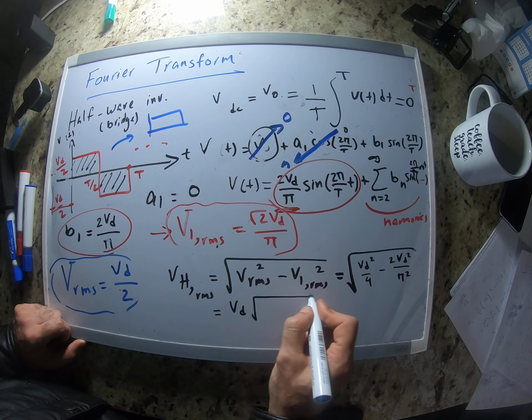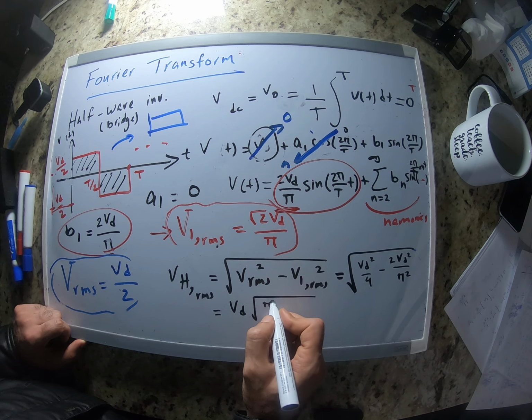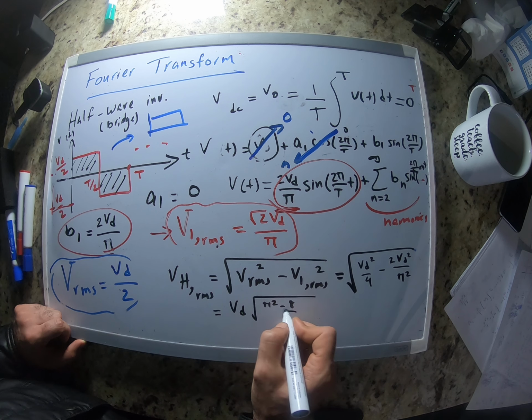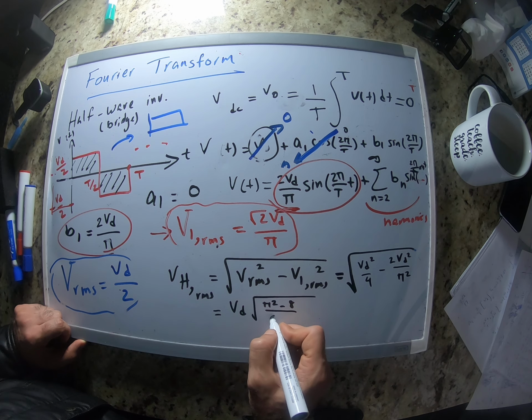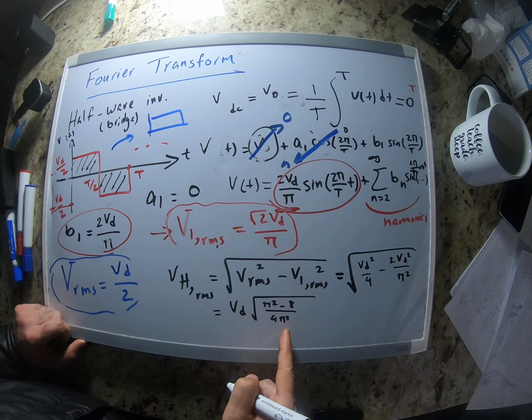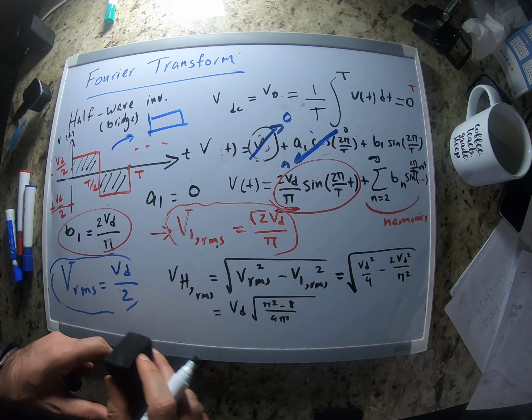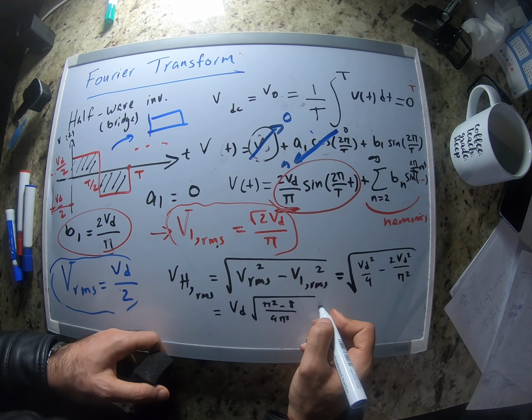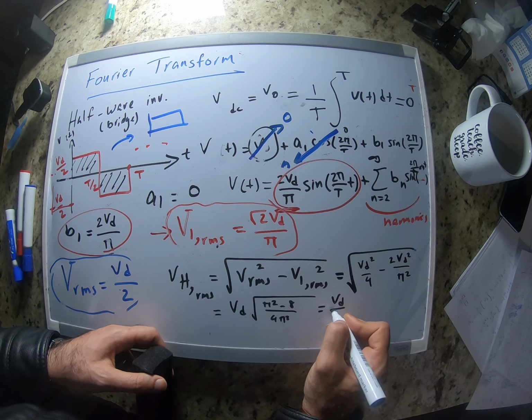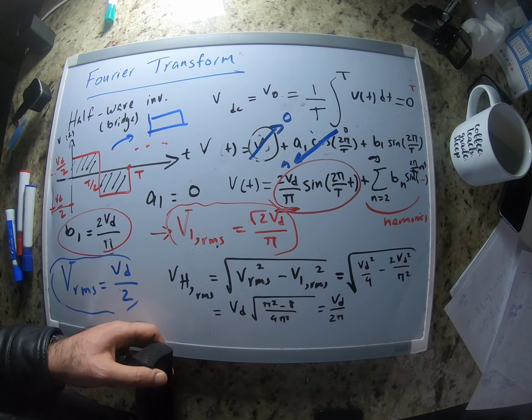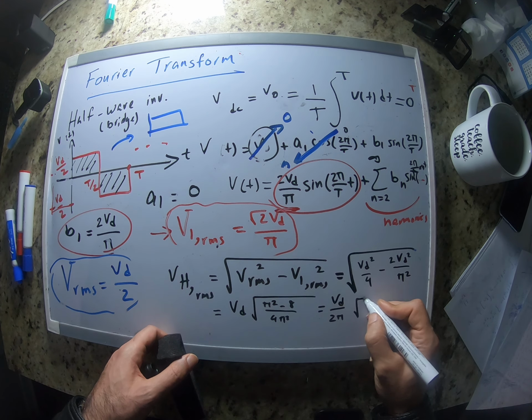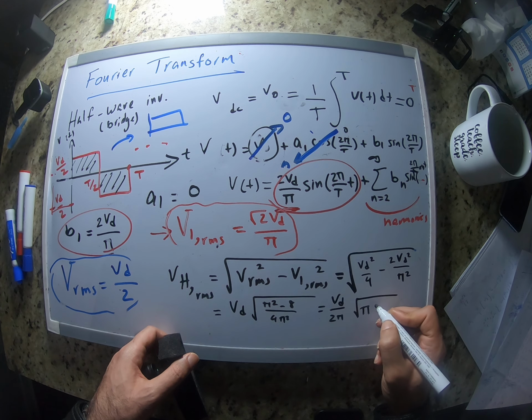That's going to be root of pi squared minus 8 divided by 4 pi squared. This one I can also take it out. It's going to be equal to Vd divided by 2 pi multiplied by root of pi squared minus 8.